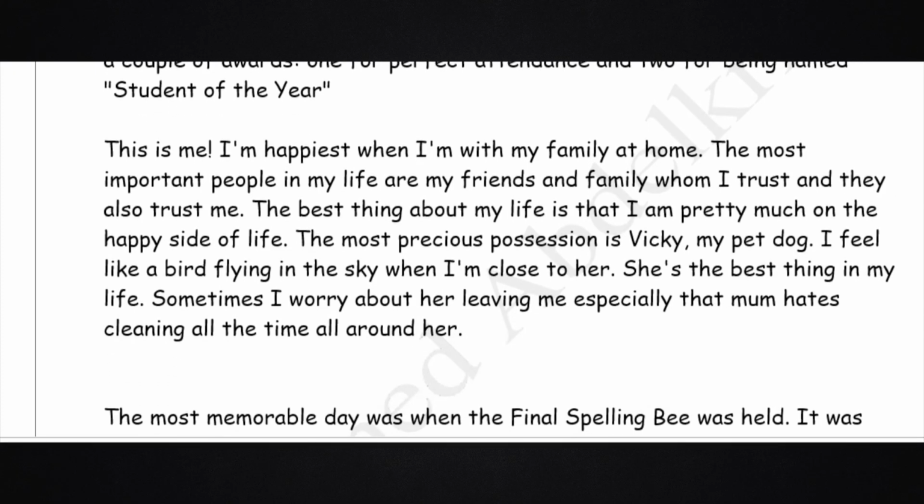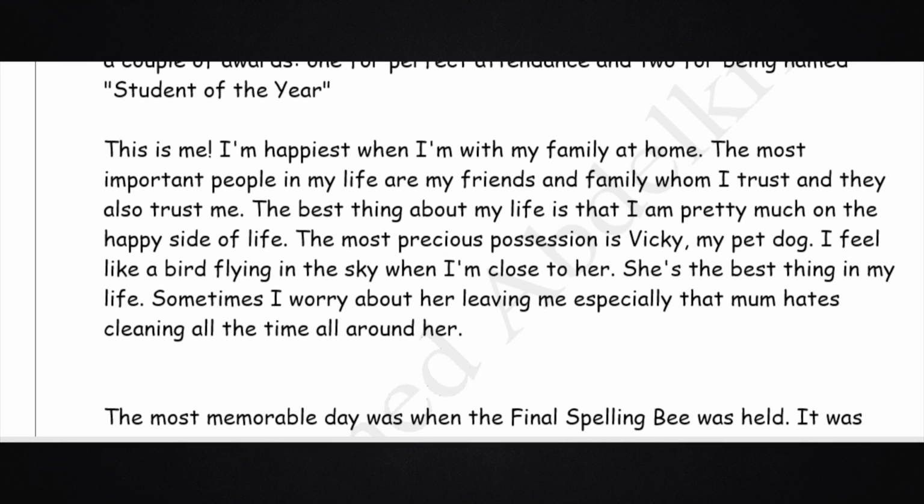The second body paragraph will be about different aspects of my life, such as the most important people in my life, or the most precious possessions I have. So, this is me. I'm happiest when I'm with my family at home. The most important people in my life are my friends and family, whom I trust and they also trust me. The best thing about my life is that I'm pretty much on the happy side of life. The most precious possession is Vicky, my pet dog. I feel like a bird flying in the sky when I'm close to her. She's the best thing in my life. Sometimes I worry about her leaving me, especially since mom hates cleaning all the time around her. So, this was the second paragraph.